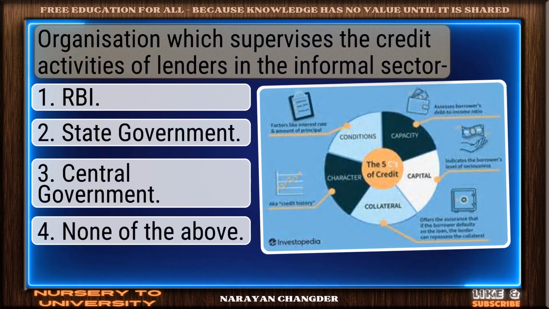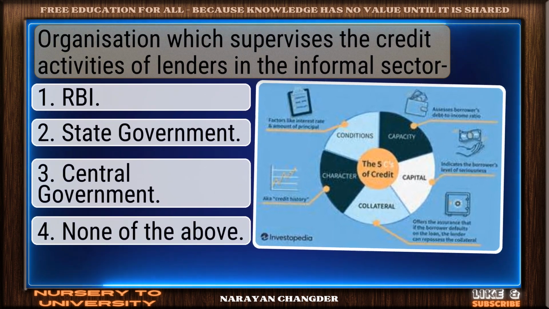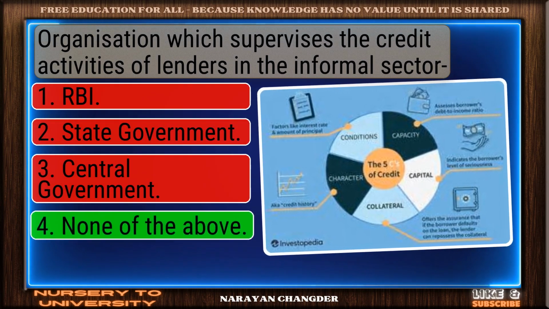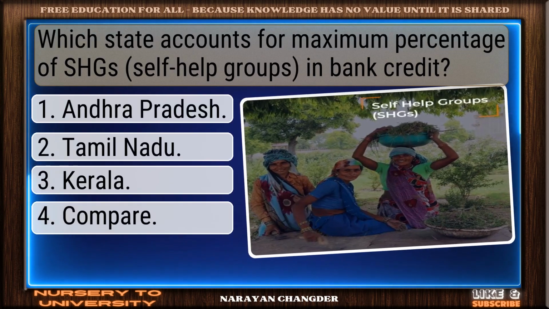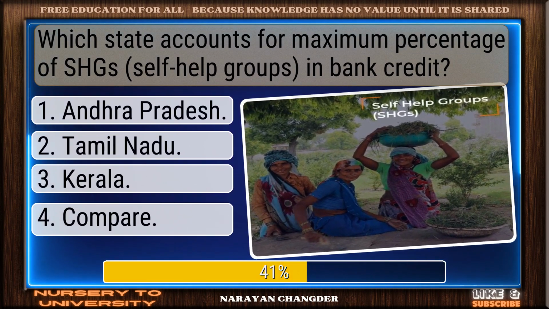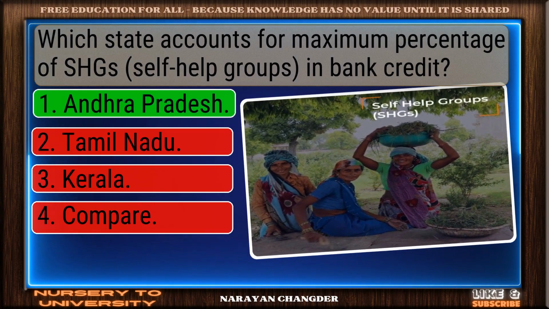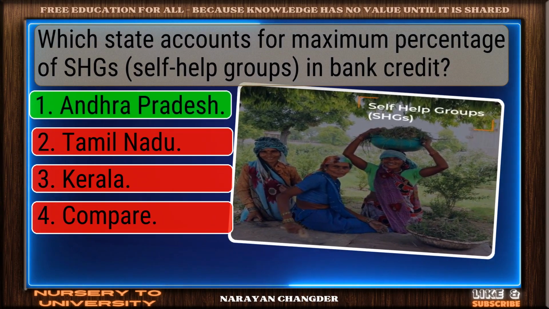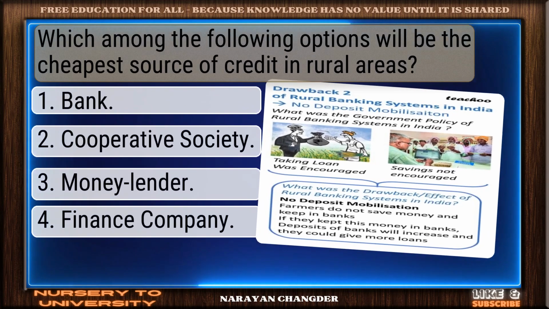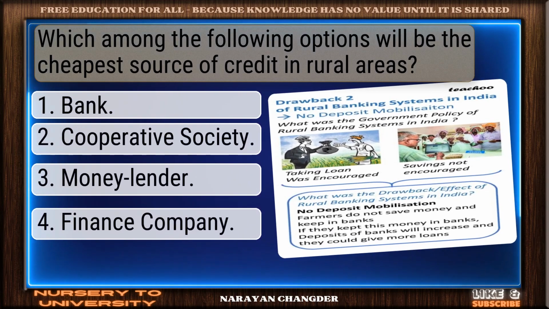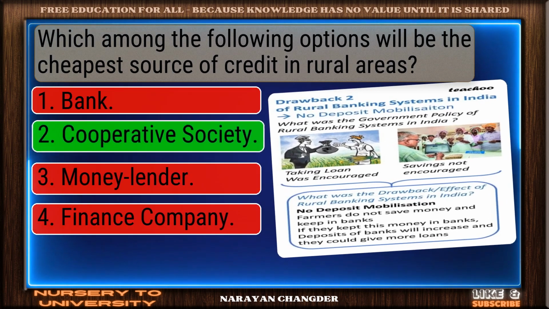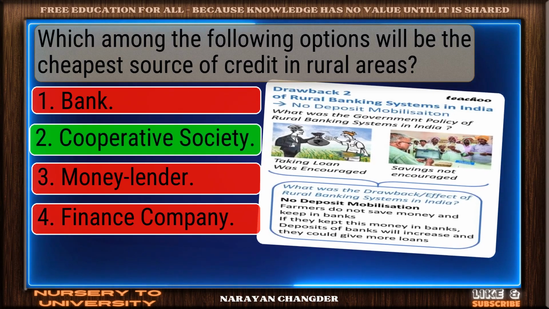Organization which supervises the credit activities of lenders in the informal sector. Nicely done. None of the above is solid. Which state accounts for maximum percentage of SHGs in bank credit? Correct. Andhra Pradesh is spot on. Which among the following options will be the cheapest source of credit in rural areas? Bravo. Cooperative society is the answer.